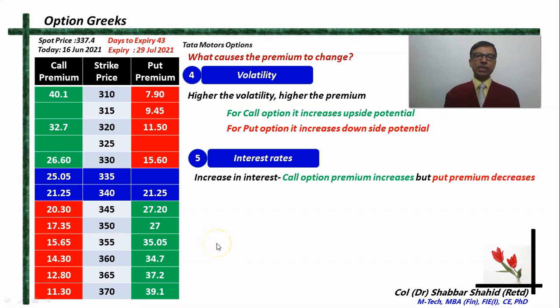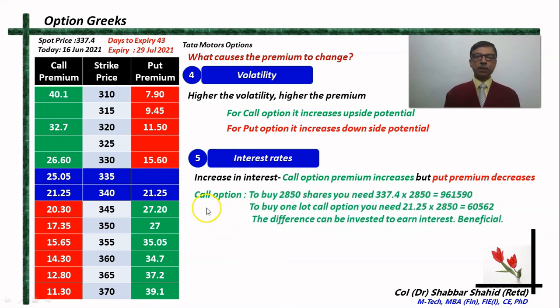And then the interest rate. As the interest rate increases, the call option premium will increase and the put option premium will decrease. Now the interest rate does not affect the option prices or the premiums much. So these can very well be ignored. But just for academic interest, let me explain what is meant by the interest rate influencing the premiums.